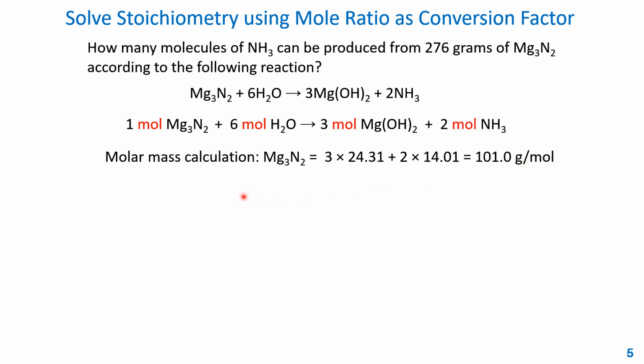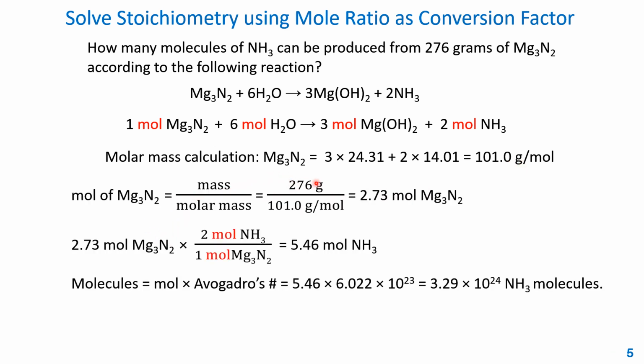And then we can convert the 276 grams to moles. How to calculate the moles? Mass divided by molar mass gives you moles. We have the mass, 276 grams, as a given condition, divided by the molar mass. We just calculate that, and we can find 2.73 moles of magnesium nitride.